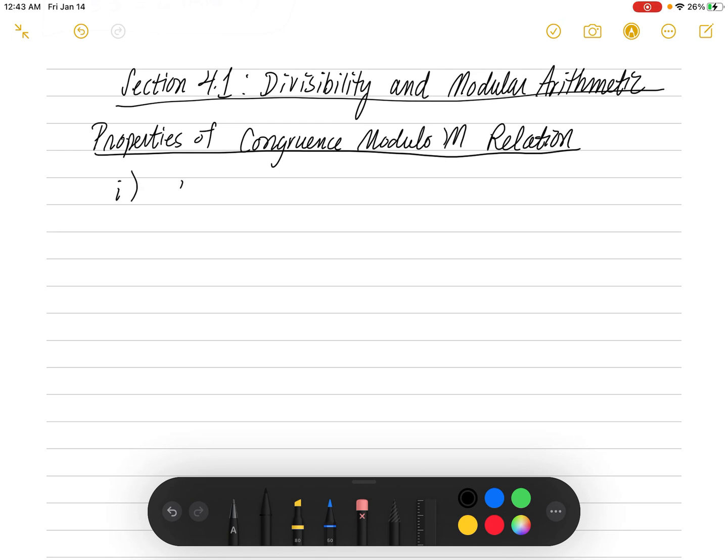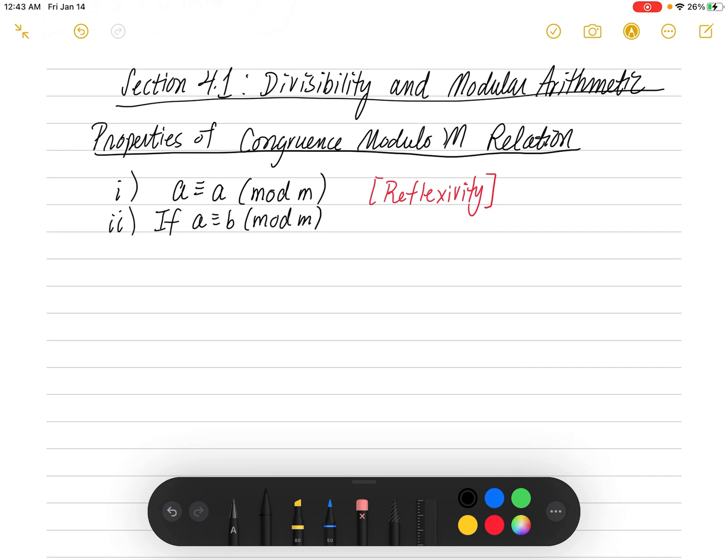So number one, an integer a is always congruent to itself mod m. We said that before. If you've taken Math 299, you would have heard this called the reflexive property, or reflexivity for short. Number two, if an integer a is congruent to an integer b mod m, then b would also be congruent to a mod m. If you've had Math 299, you would have heard this one called the symmetric property, or for short, symmetry.